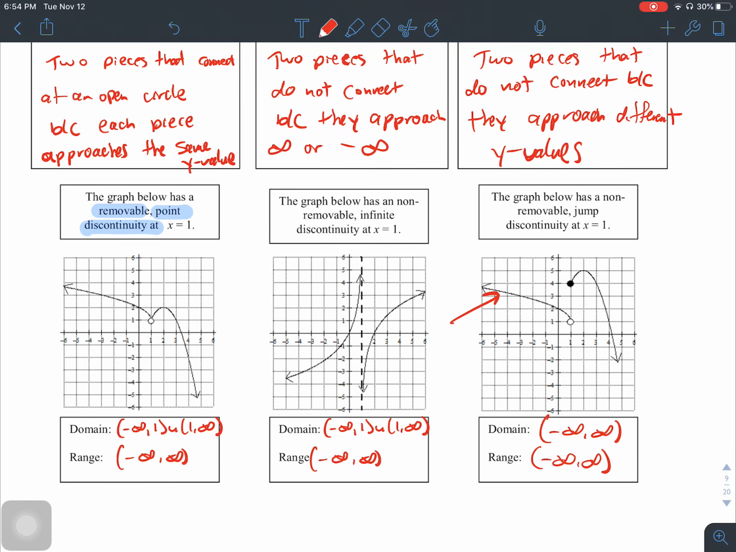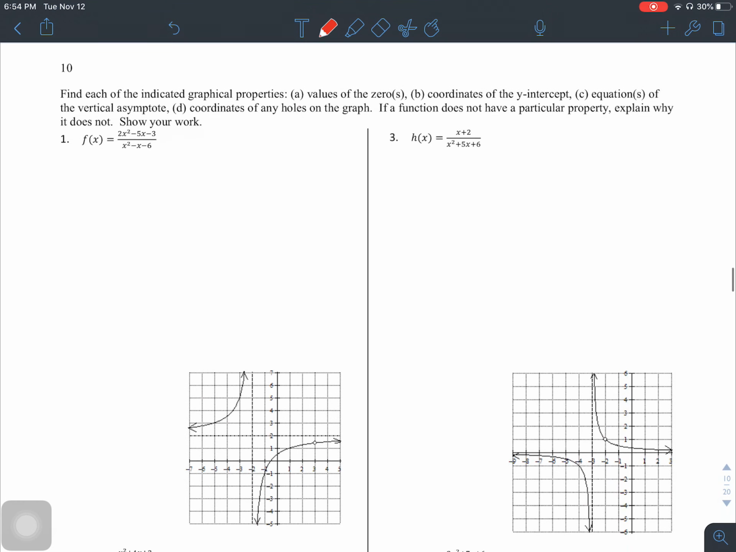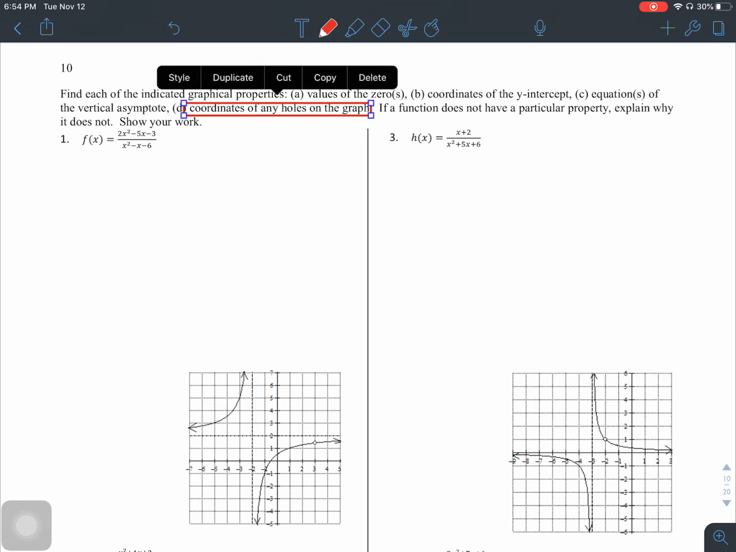On the flip side, for each of the indicated graphical properties, find each of the indicated graphical properties. A, values of the zeros. B, coordinates of the y-intercept. C, equations of the vertical asymptotes. D, coordinates of any holes. Coordinates of any holes are the ones that are going to give us the most trouble, just judging on previous experience. That's going to be the most difficult one for us.